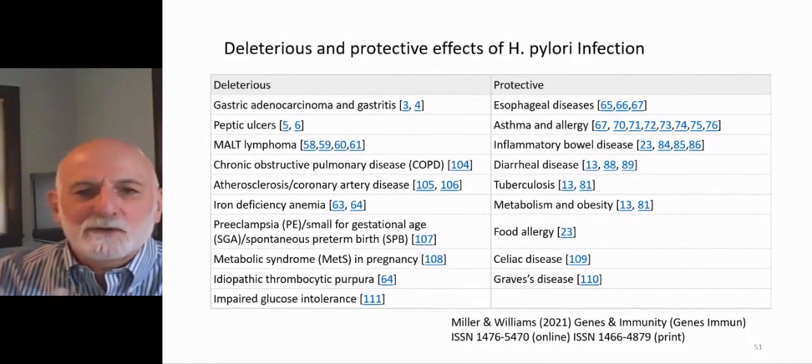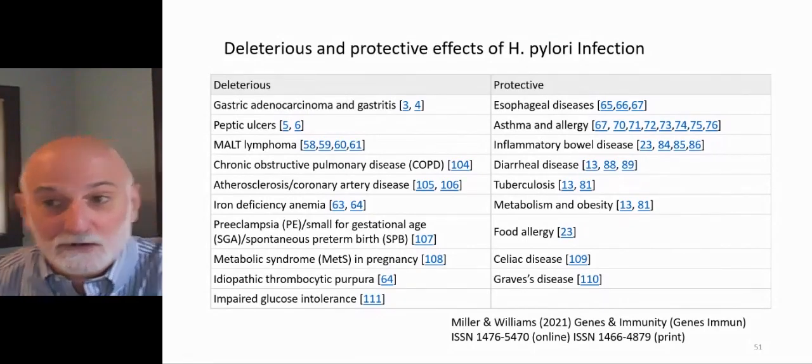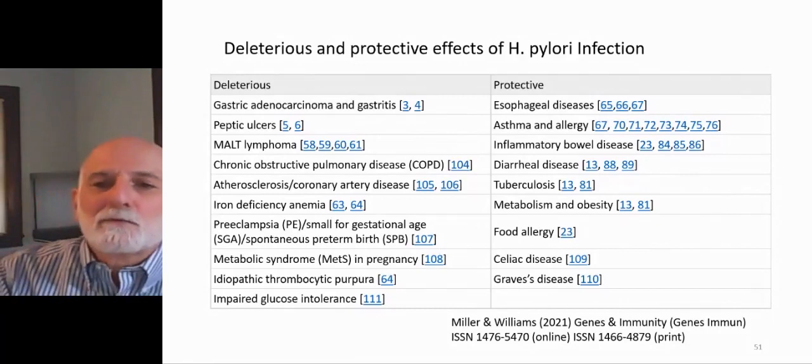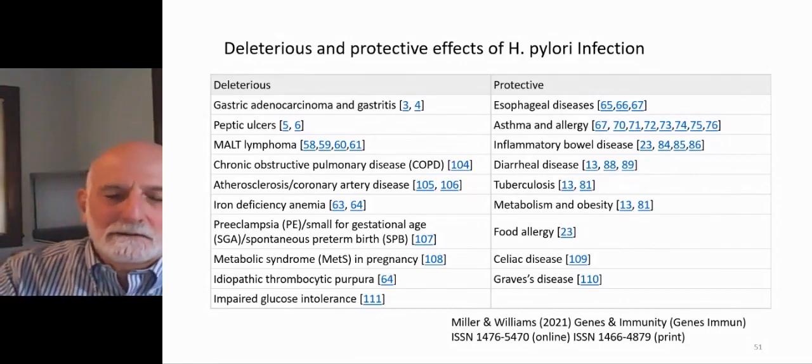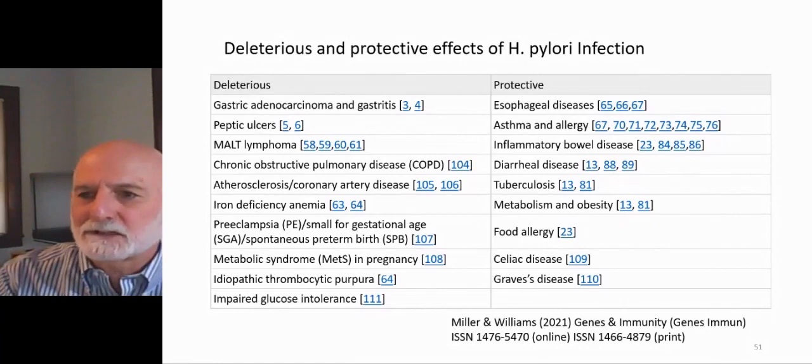So we have a system where we can start assessing who we want to actively eradicate H. pylori in, relative to the downsides of doing so, and relative to the upside if they're going to have a very severe disease and a high probability of developing gastric cancer.